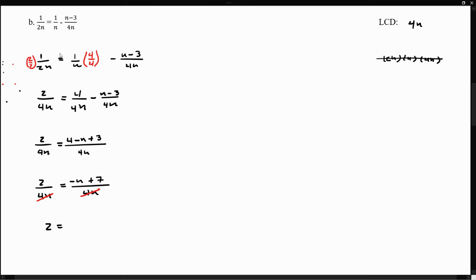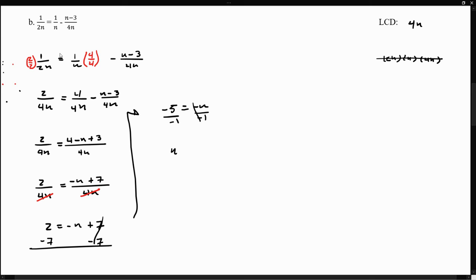All I have to do now is set the numerators equal to each other. So 2n on the left equals minus n plus 7 on the right. And all I have to do is solve for n. To do that, let's take away 7. That cancels. So now I have negative 5 equals negative n. Let me divide by negative 1, that way the sign cancels out. So now I have that n is equivalent to 5.